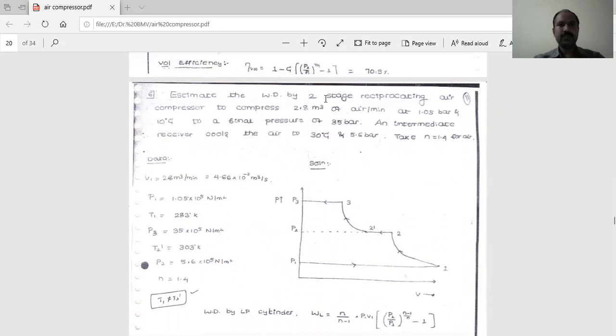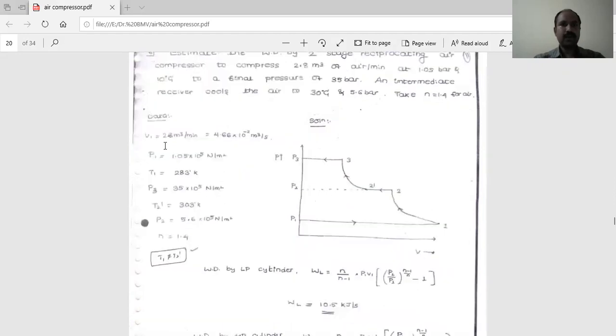Estimate the work done by a two-stage reciprocating air compressor to compress 2.8 metre cube of air per minute at 1.05 bar and 10 degrees centigrade to a final pressure of 35 bar. An intermediate receiver cools the air to 30 degrees centigrade at 5.6 bar. Take n is equal to 1.4.